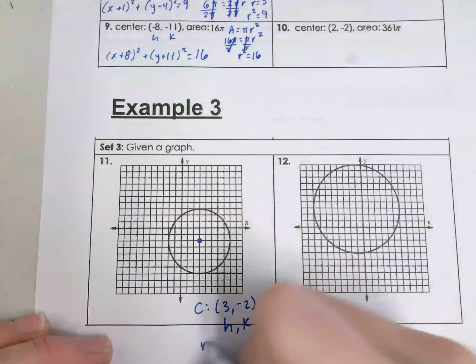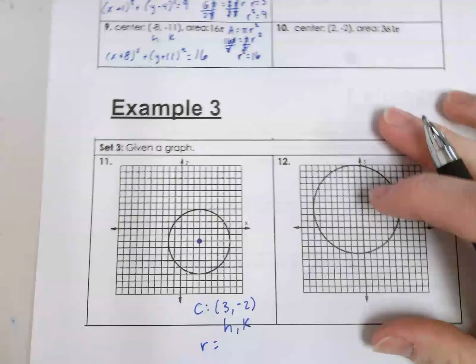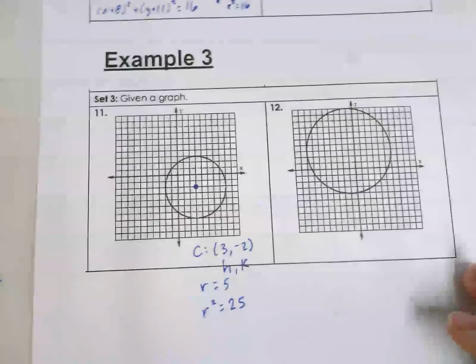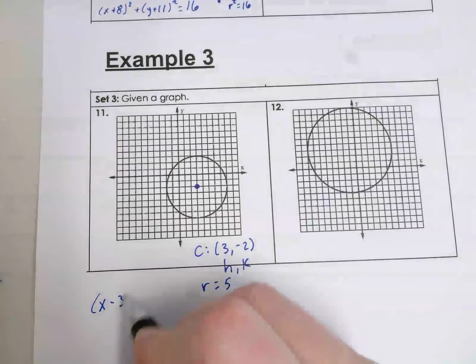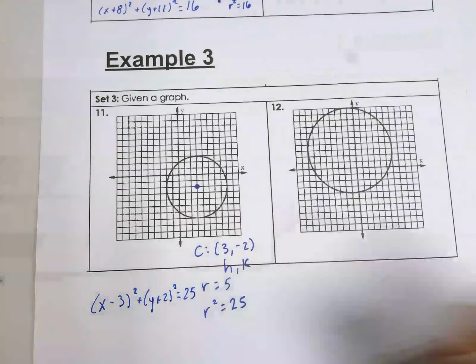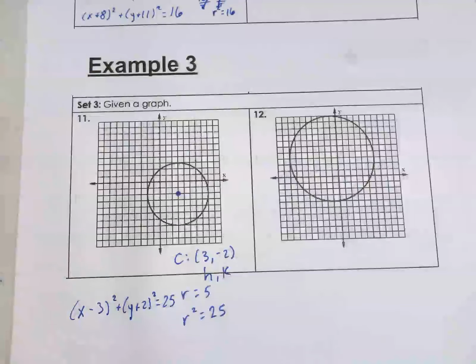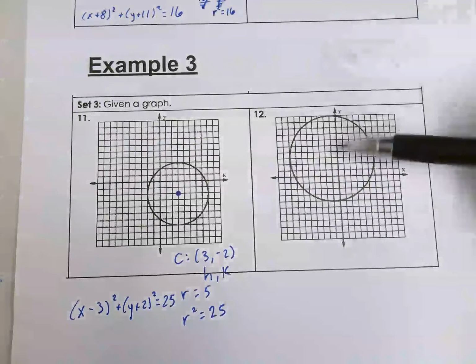And if I want the radius, to find that, I would just count from the center to any part of the edge of the circle. 1, 2, 3, 4, 5. A radius of 5, so my r squared would be 25. 5 times 5. And then you would fill in the formula. x minus 3 squared plus y plus 2 squared is equal to your r squared value, which is 25. And we'll do the same thing here.